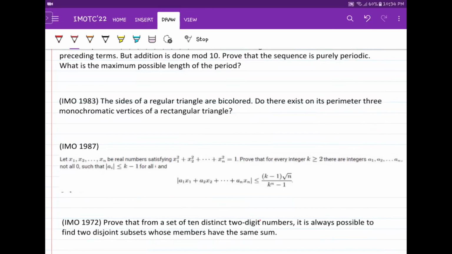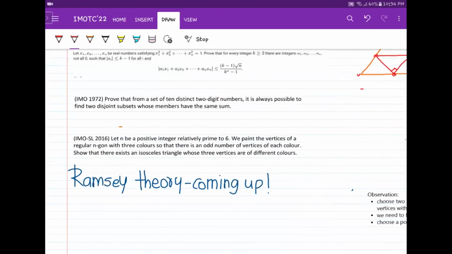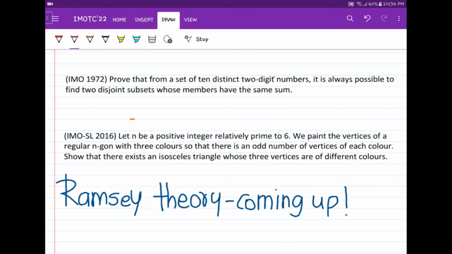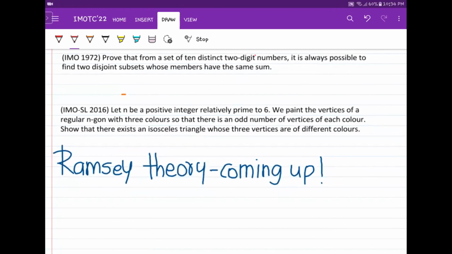Okay, so one from geometry, one from algebra, one from number theory. I guess we are done. So the actual thing that I wanted to tell about, we'll not discuss this problem right now. Try this IMO Shortlist 2016, and in the next session we'll do some Ramsey theory.